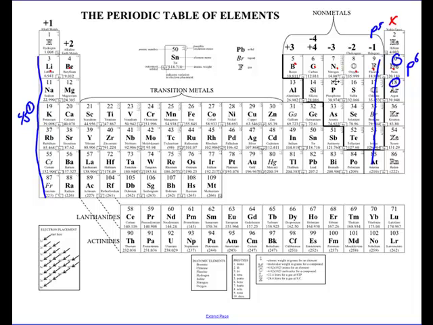So if I was going to find the number of valence electrons in something like phosphorus, it would be 1, 2, 3, 4, and 5 valence electrons, right? Remember that stuff? Hope you do.